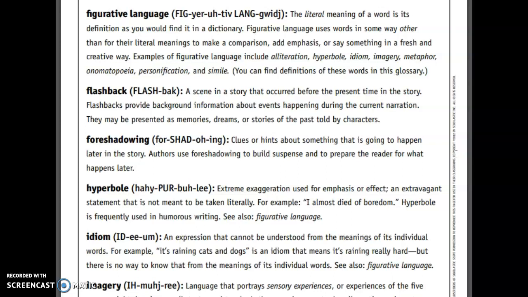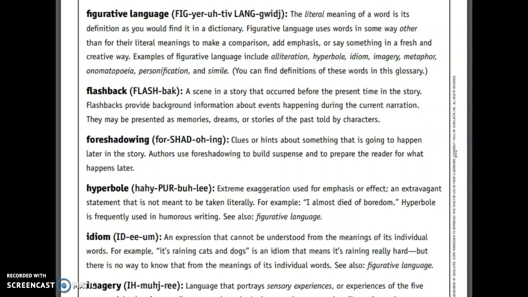Here is one of our figurative language terms. It is hyperbole. Hyperbole is extreme exaggeration used for emphasis or effect, an extravagant statement that is not meant to be taken literally. For example, I almost died of boredom. Hyperbole is frequently used in humorous writing.